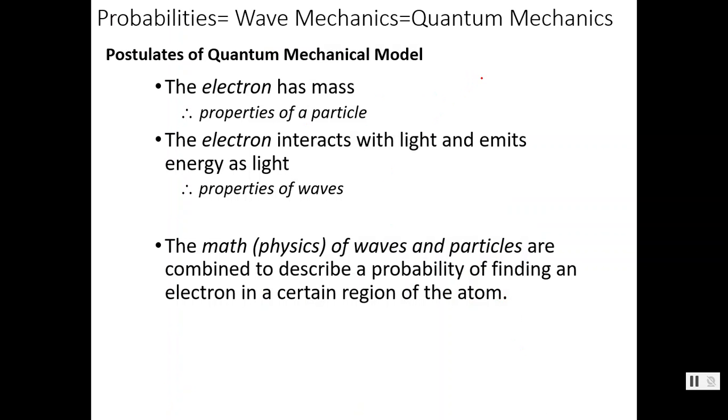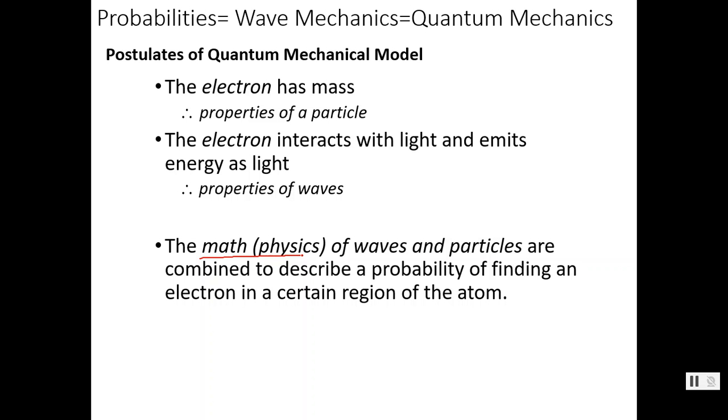So this slide is just a summary of the quantum mechanical model, or the quantum mechanics that we have talked about so far with that second model. Two of the pros of the quantum mechanical model is that it takes into account the fact that an electron is a particle, it has mass, and it also interacts with and emits energy, like it did in the Bohr model.